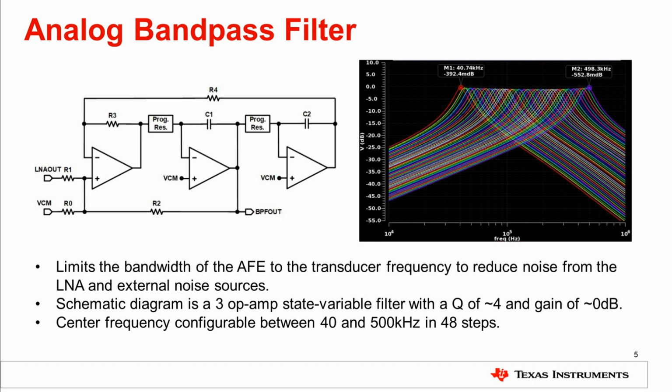Given transducers are high Q components, a bandpass filter, or BPF, is required in the AFE to limit the bandwidth of the AFE to only further amplify a narrow frequency range centered at the transducer's resonant frequency. The BPF is able to reduce noise from the LNA stage and external noise sources.